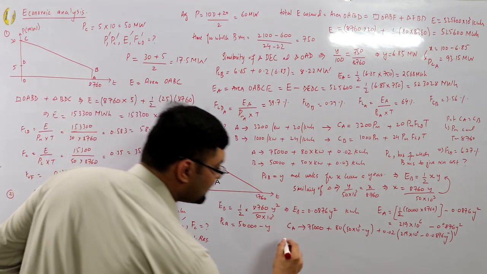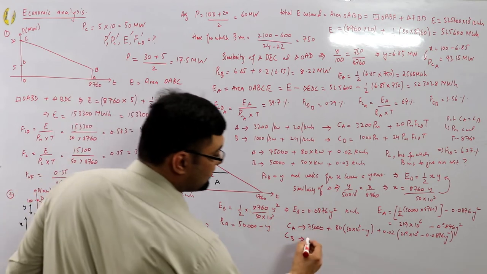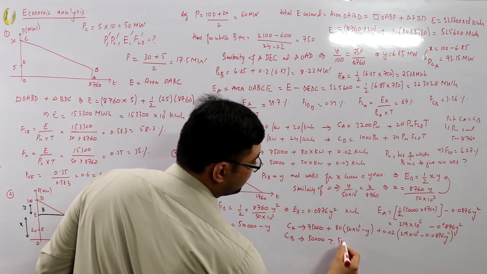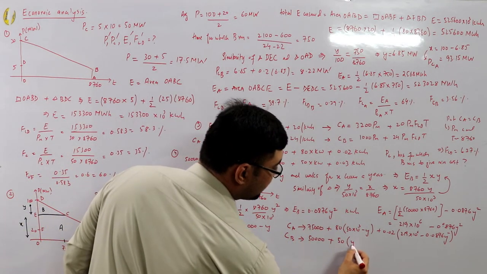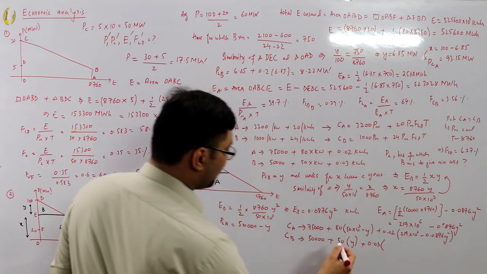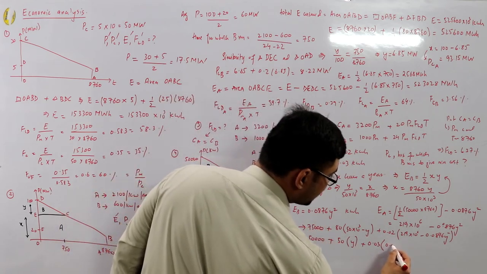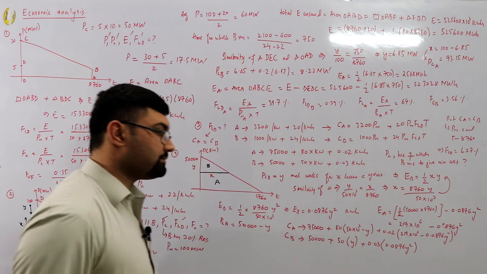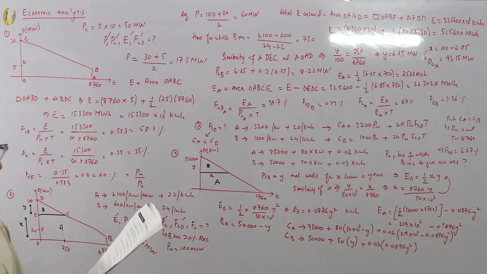Okay. Similarly, the cost model for B, CB, would be what? So you have 50,000 as the fixed charges plus 50 multiplied by the kilowatts for B, which are Y, and plus 0.03, and you have the kilowatt hours for B, which are 0.0876 Y squared. So you have the cost models for both. Right?